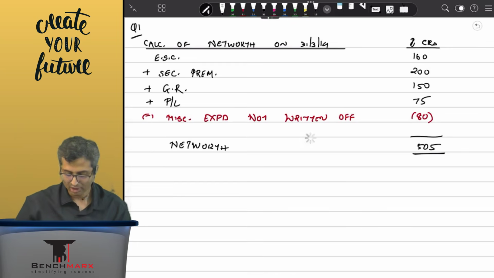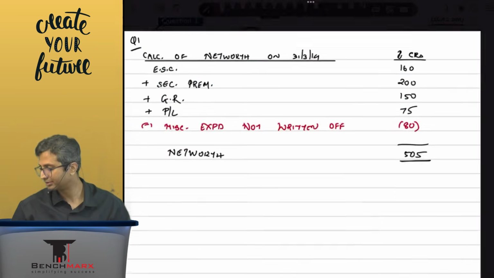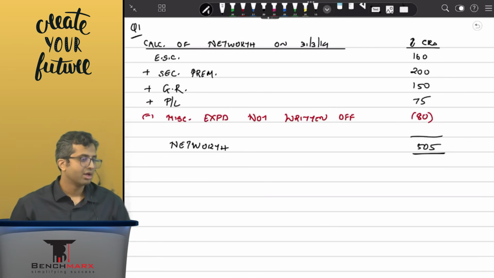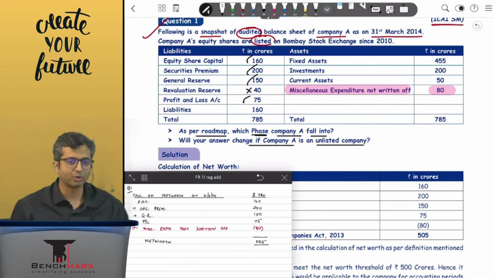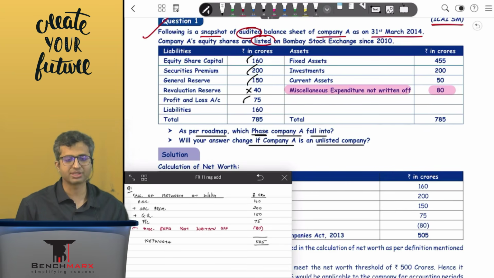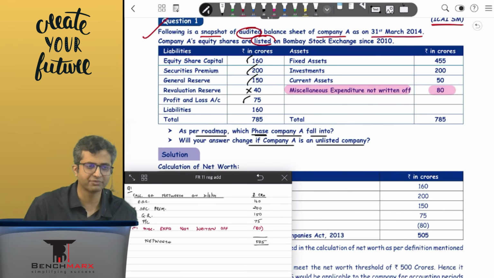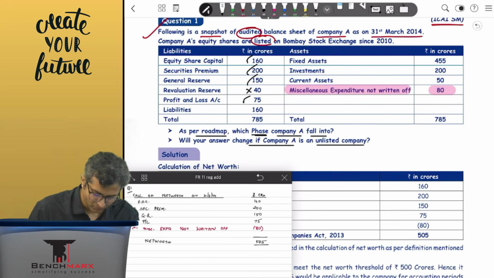Write down. Since net worth is greater than 500 crores on 31st March 14, Ind AS becomes applicable from 16-17 (Phase 1). Okay, that is the first part of the question.